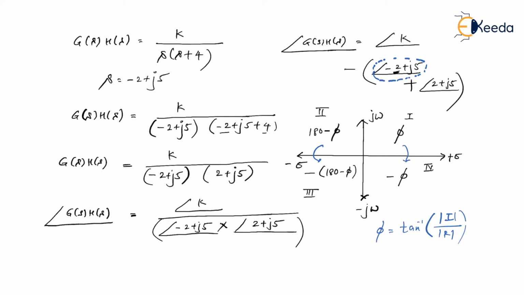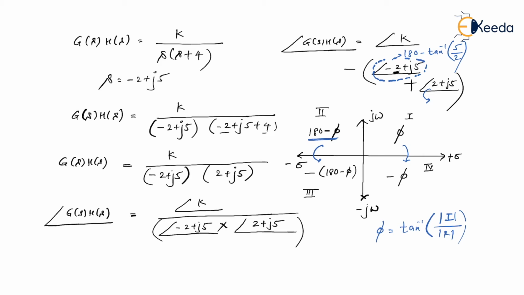Now where will this minus 2 plus j5 come? The real part is negative, imaginary part is positive, meaning that it will come in the second quadrant. So in the second quadrant, I can write its angle as what? It is 180 minus tan inverse of imaginary upon real. So what is imaginary? 5. What is real? Now you should not say real is minus 2. It is 2 only, because you have to take only magnitudes. I hope you understood my point.